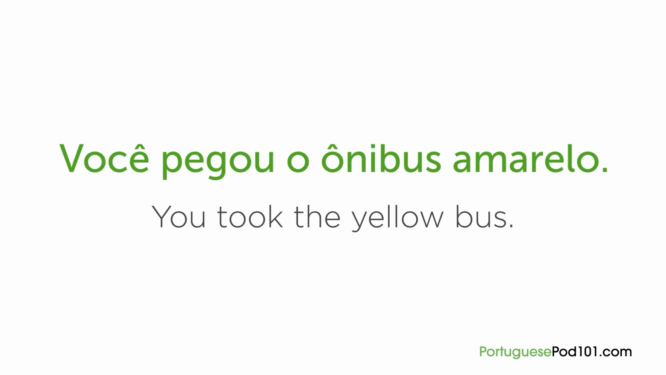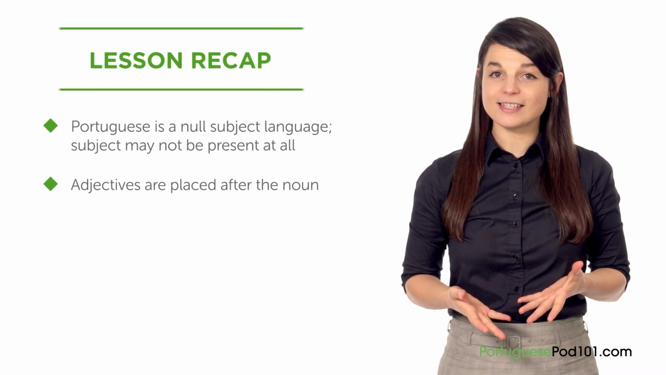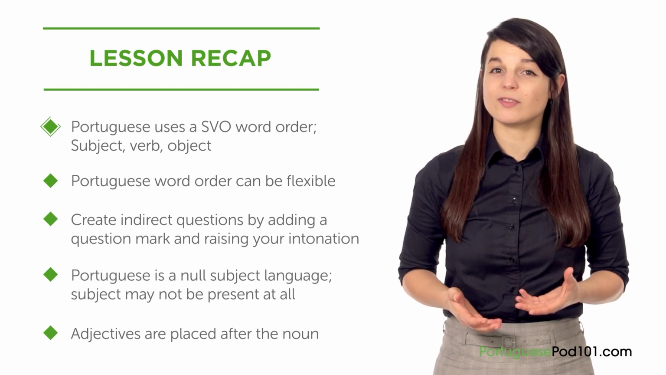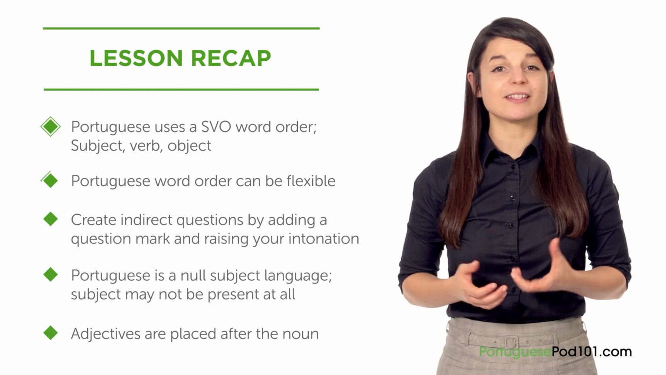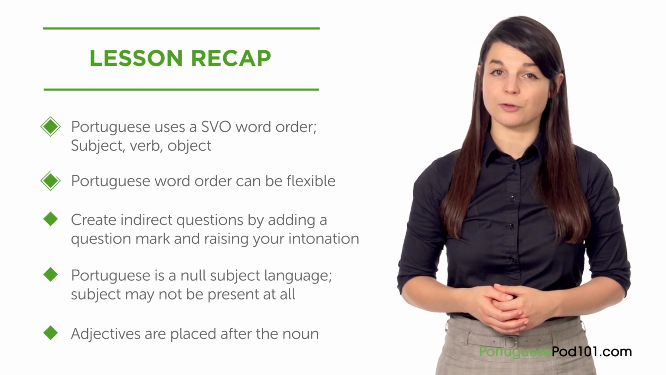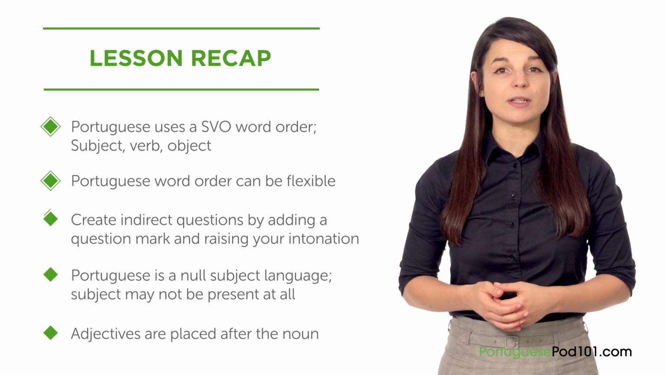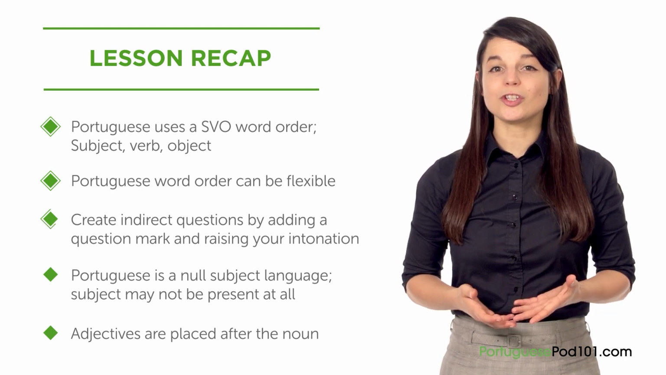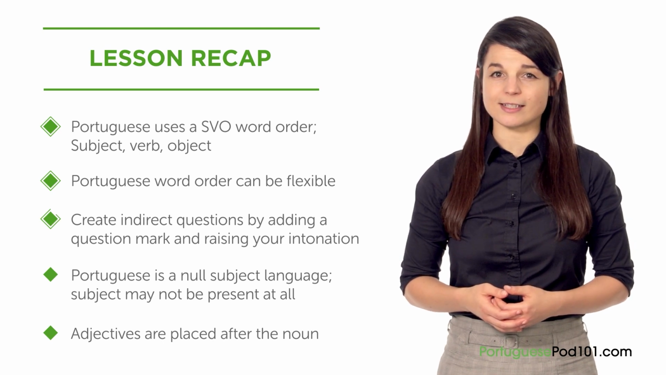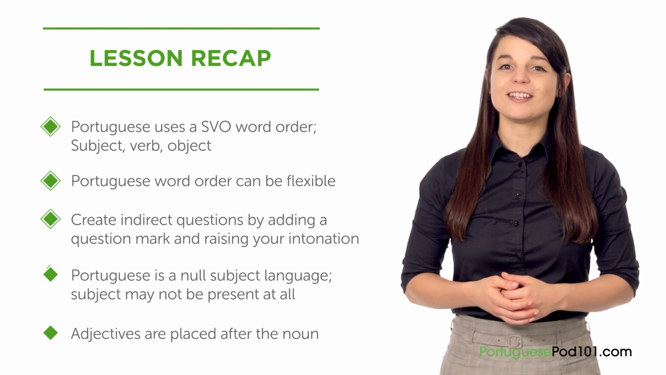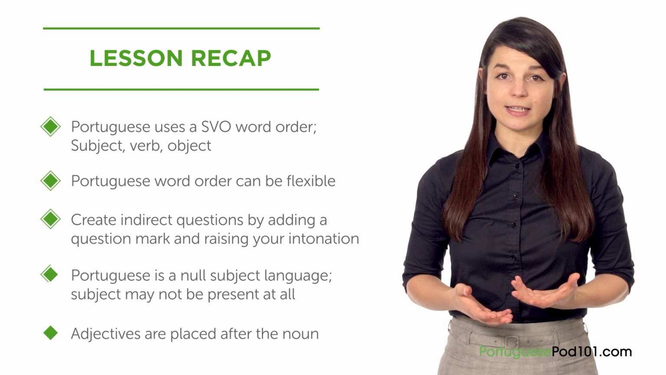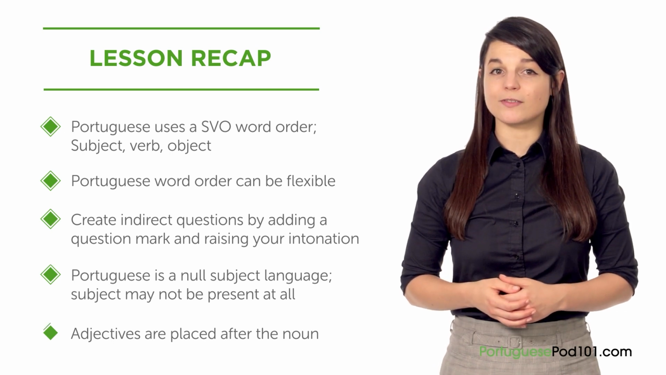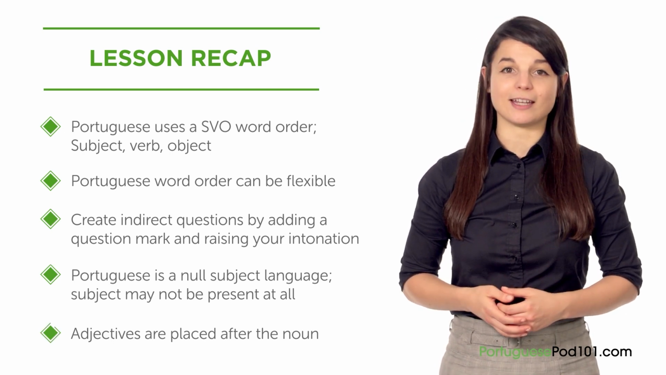Okay, let's wrap up this lesson by recapping what we've learned. In this lesson, you learned that Portuguese sentences are formed using a subject, verb, object, or SVO word order. At the same time, this is not rigid, as Portuguese also uses other orders. Basic sentences, like statements and negatives, are very similar in their structure. To make indirect questions, you should just add a question mark at the end of a statement sentence and raise your intonation. Portuguese is a null subject language, so a lot of sentences may have the subject in a hidden condition or not present at all. Adjectives are placed after the noun and not before, like in English.